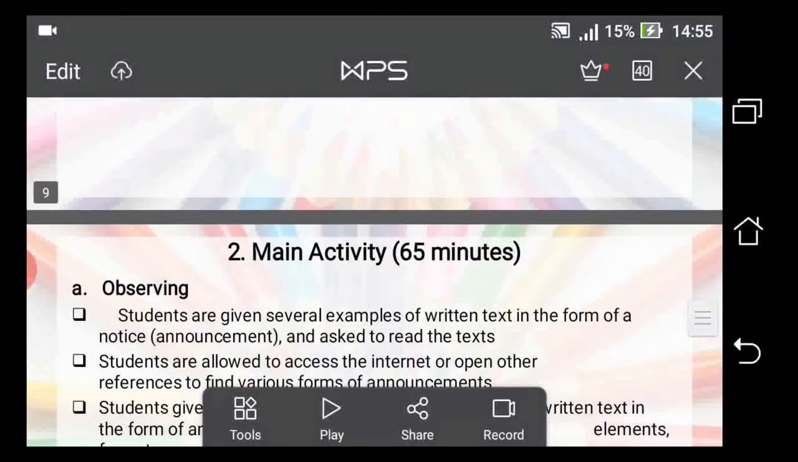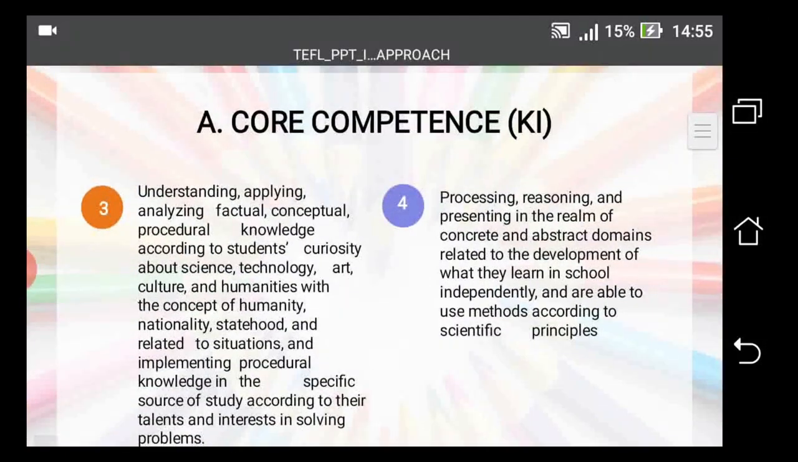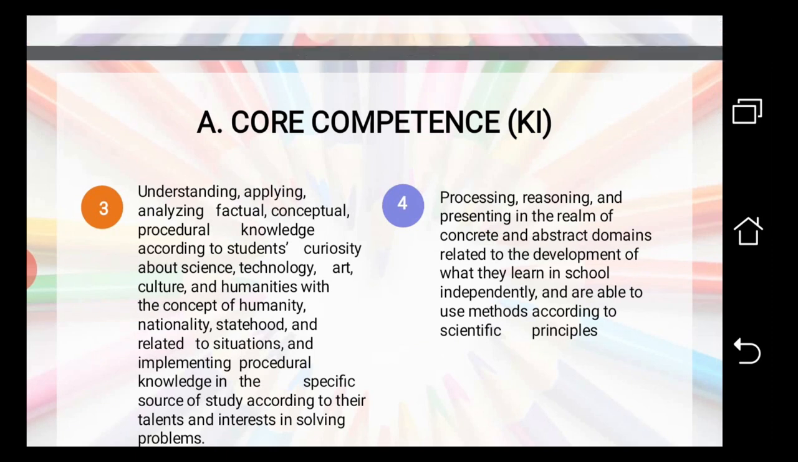Okay, we begin from the core competence. Actually, there are 4 kinds of core competence: core competence number 1, 2, 3, and 4. But from the newest technique, core competence 1 and 2 should not be put in the lesson plan, so it's only core competence number 3 and 4. Core competence number 3 is related to cognitive domains, and core competence number 4 is related to skills domain or psychomotor domains.